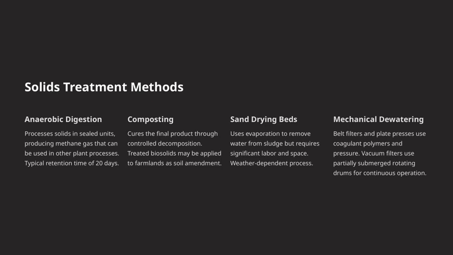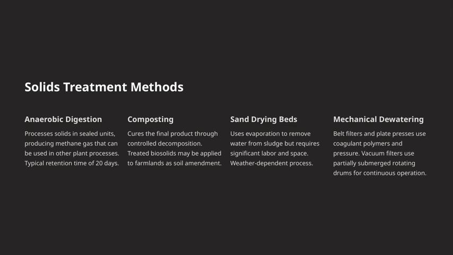Now, let's take a closer look at some of the common solids treatment methods used in wastewater management. First up is anaerobic digestion. This process occurs in sealed units, where solids are broken down without oxygen, producing methane gas. This gas can actually be utilized within the plant for energy, making the process quite efficient. Typically, solids stay in these digesters for about 20 days to ensure proper breakdown.